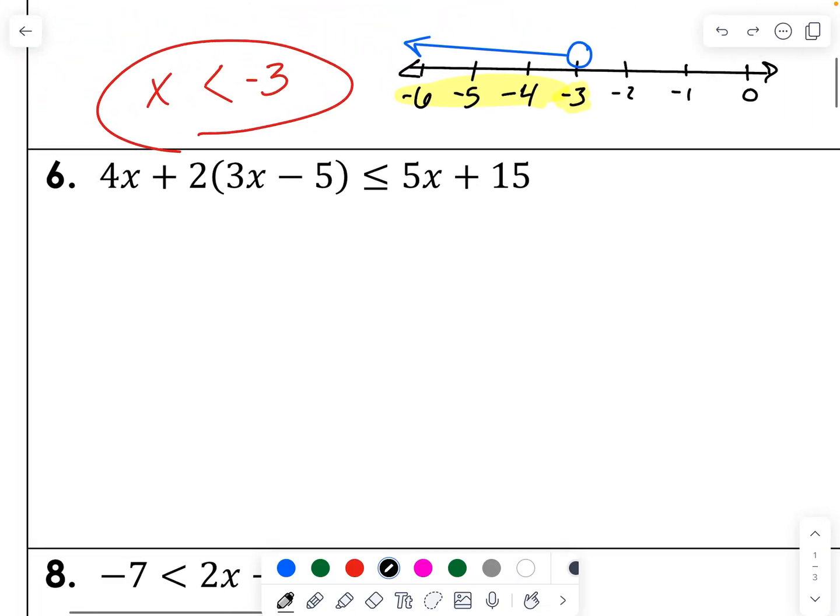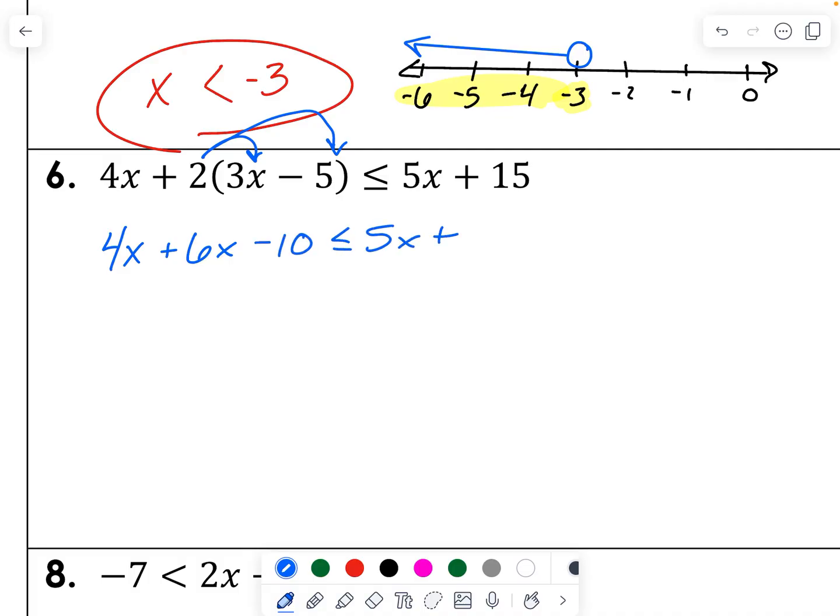Okay, let's take a look at 6 and 7. Same process as solving any other equation. So we can do our parentheses, we can distribute, I'll get 4x plus 6x minus 10 less than or equal to 5x plus 15. And just like any other equation, we can combine some like terms. We can combine our variable terms.